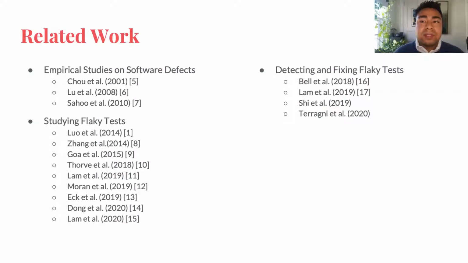Our work is most closely related to existing works that perform empirical studies on software defects, perform studies on flaky tests, and those that propose strategies for automatically detecting and fixing flaky tests.